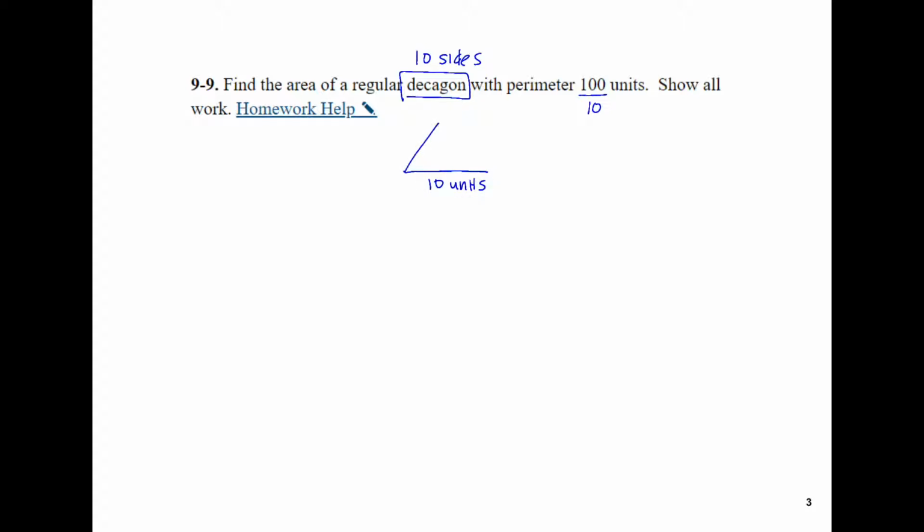We then know if we created central angles, we would have 360 divided by 10, which would mean that our central angle is 36 degrees. We then could subtract 180 minus 36. So 180 minus 36 gives us 144. So our interior angle of our polygon is 144.